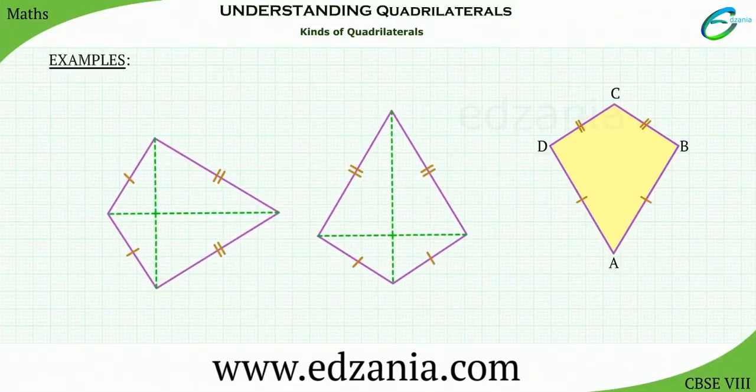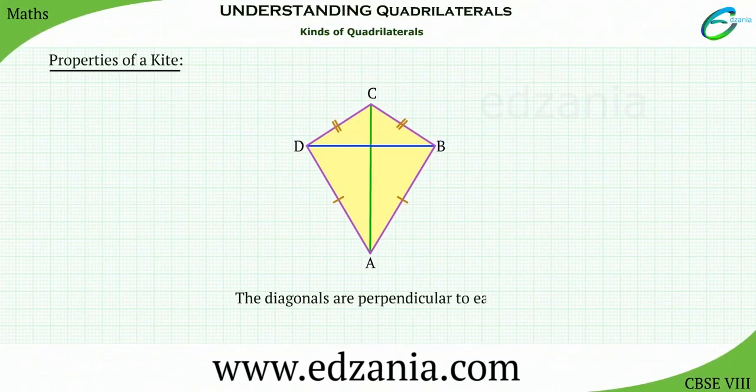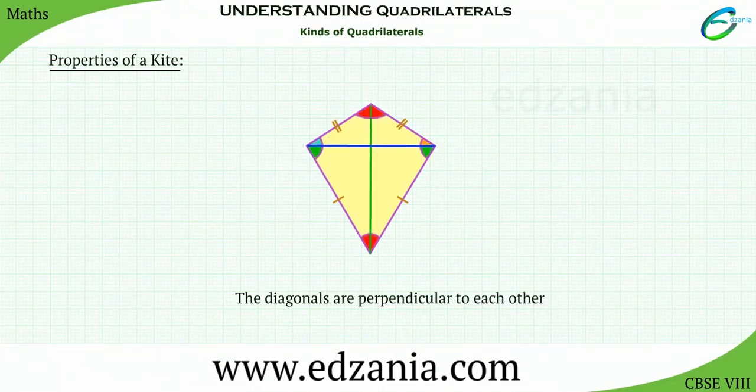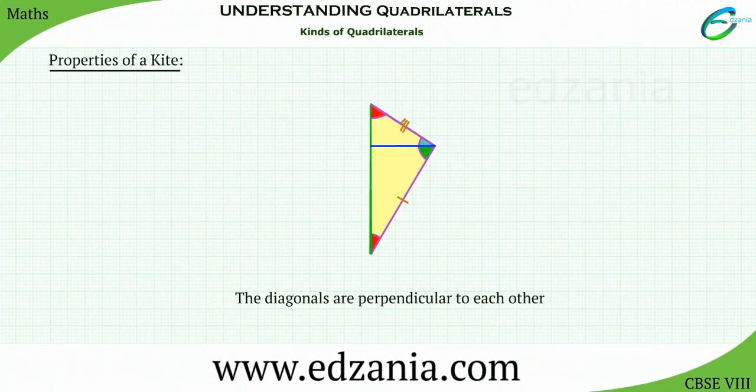These are examples of a kite. Let us learn the properties of a kite. The diagonals are perpendicular to each other. By folding the kite along the larger diagonal, the two triangles overlap each other. So we can call them congruent triangles.